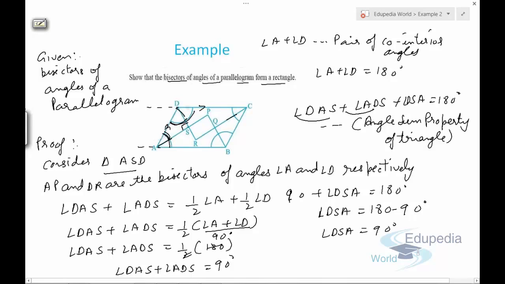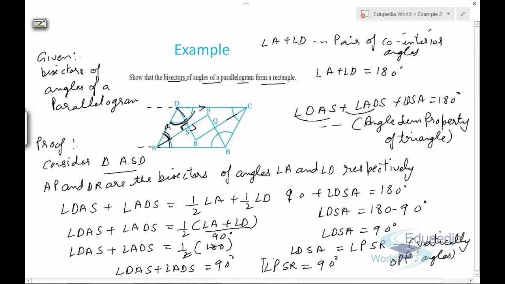Now if you see properly, this angle and this angle are vertically opposite angles. So we can say that angle DSA equals angle PSR. Why? Because they are vertically opposite angles. So we can write angle PSR equals 90 degrees. Right? So this angle is 90 degrees.